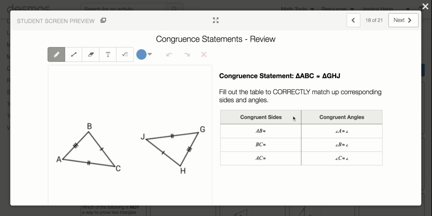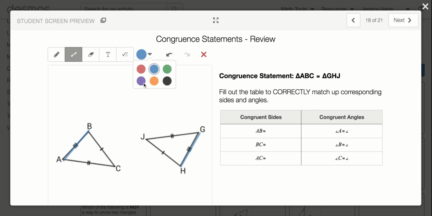So let's match our sides and angles. Fill out the table correctly to match up corresponding sides and angles. We'll start with side AB. This has 3 tick marks. And so we want to find the 3 tick marks in the other one, and that would be side GH. Now make sure if you started with A to name it, you want to start with G because that's the intersection of where the 3 side meets the 2 side.